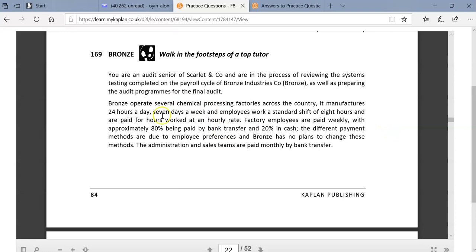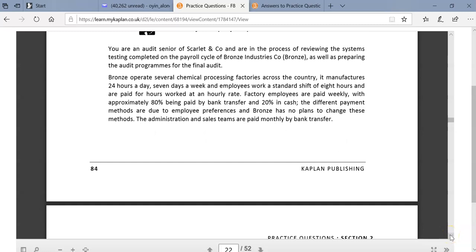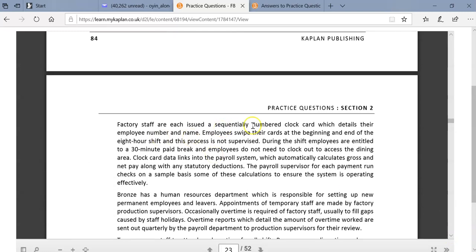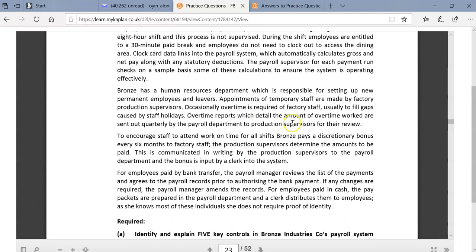Right throughout Bronze, they have all these factory workers. Again, you'll have to go back and quickly read the scenario. Some are paid by bank transfer, some are paid in cash. They have these clock cards, and a 30-minute break for which they don't clock in or clock out. Payment runs are done on a sample basis. Then they have additional staff who are updating payroll. So you can see there are issues everywhere.